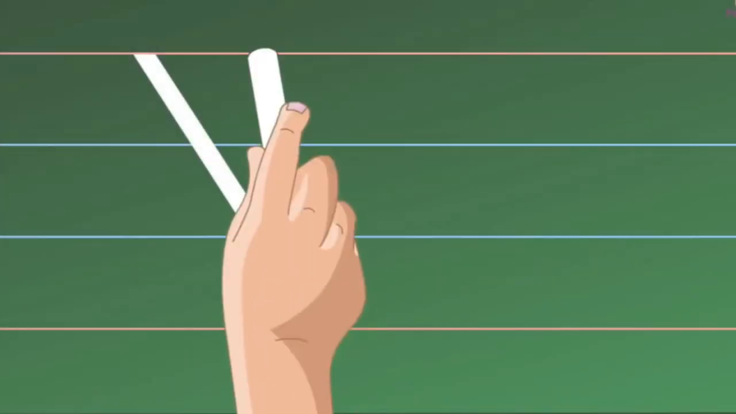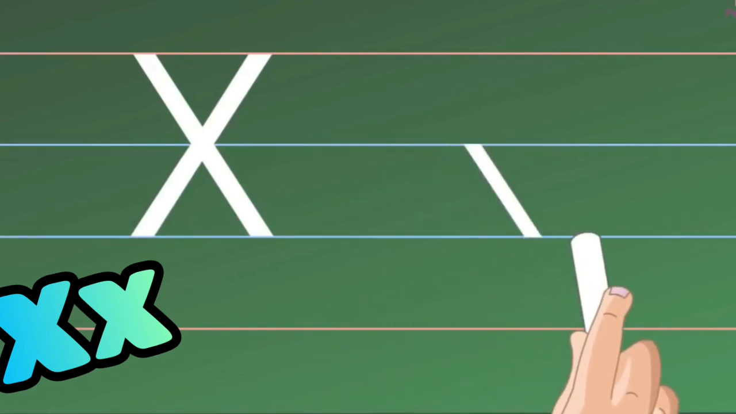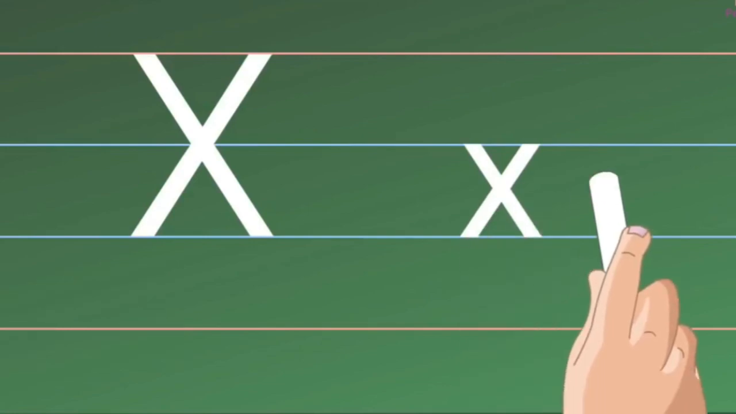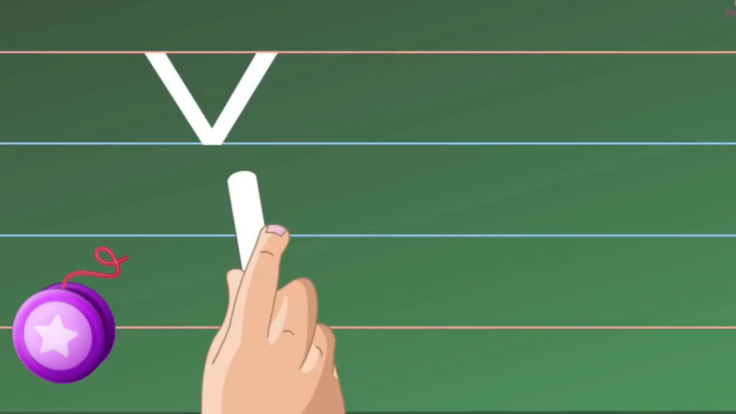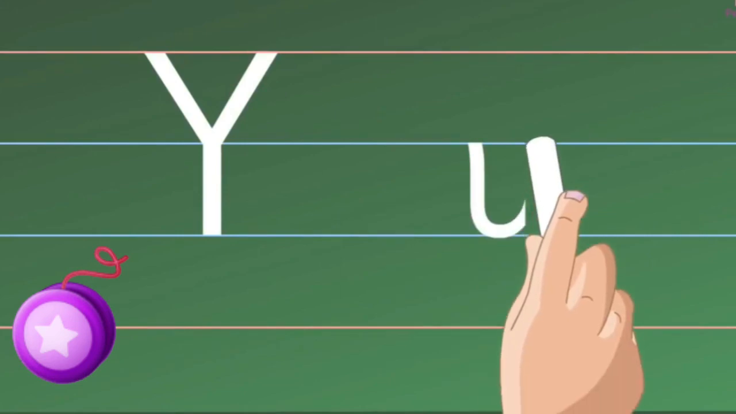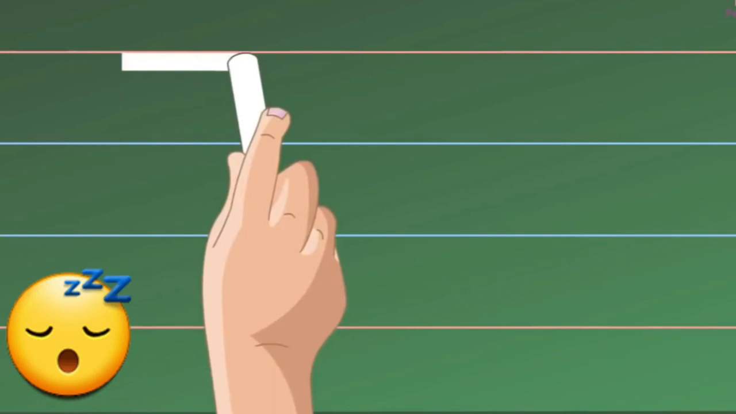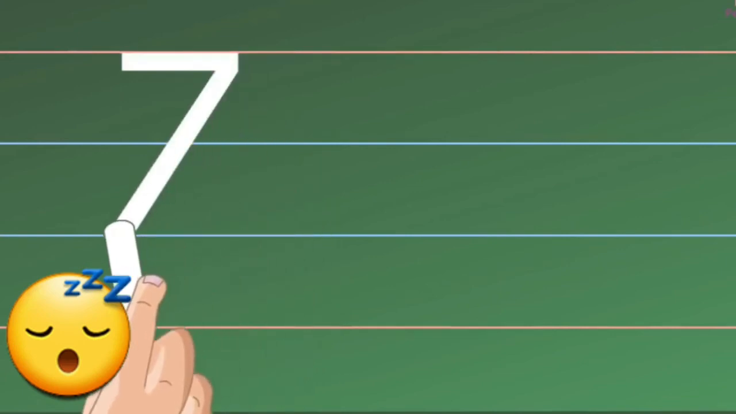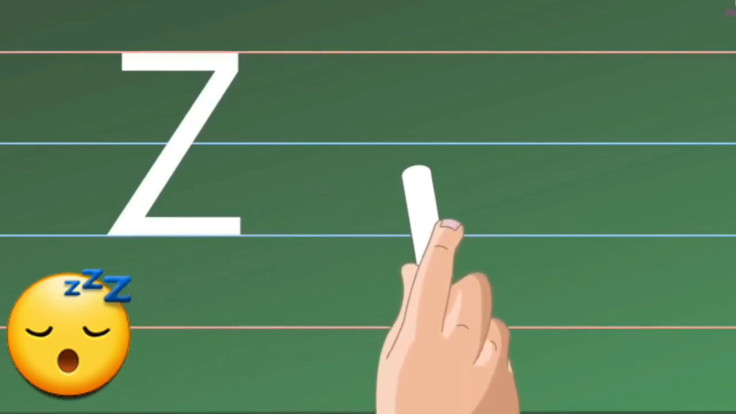The X says, every letter makes a sound. The Y says, yeah. Every letter makes a sound. The Y says, yeah. Lullaby, zzz. Catch some z's when day is done. Z is your sound. Now go to sleep, my little one.